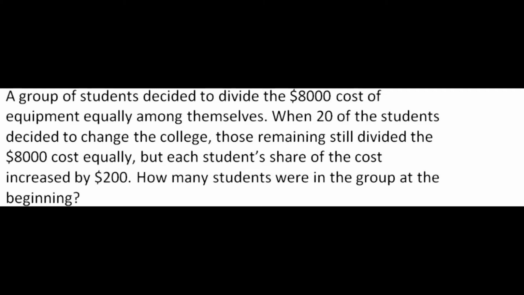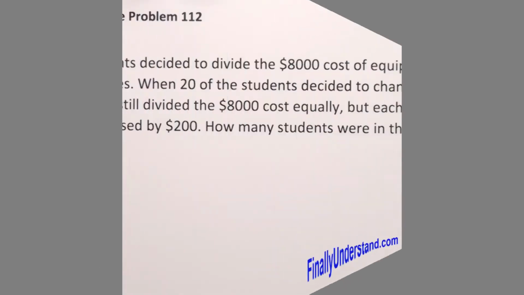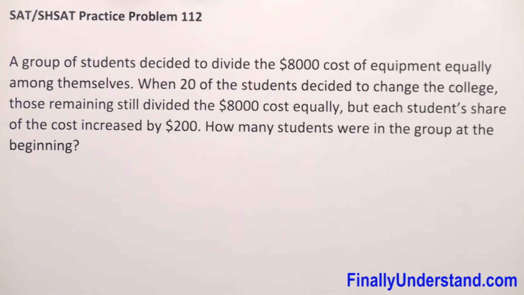A group of students decided to divide the $8,000 cost of equipment equally among themselves. When 20 of the students decided to change the college, those remaining still divided $8,000 cost equally, but each student's share of the cost increased by $200. How many students were in the group at the beginning?